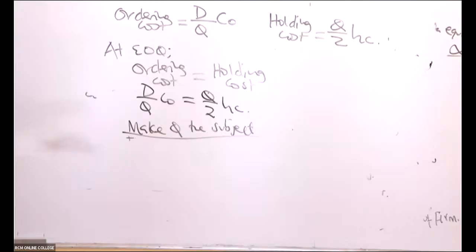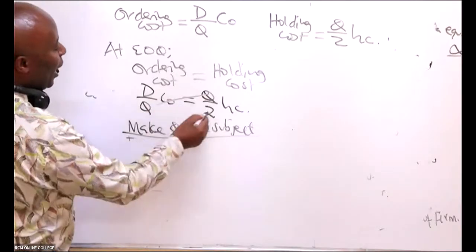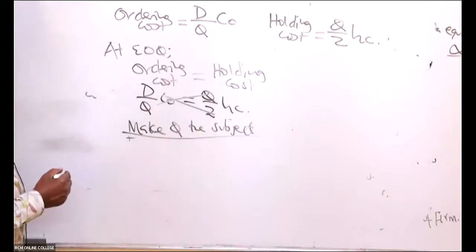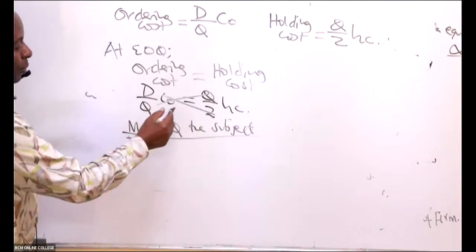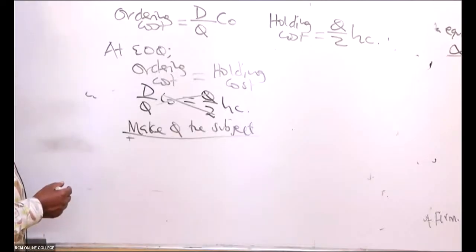Do your cross multiplication. So at economic order quantity, ordering cost equals holding cost. And then you can see the ordering cost formula being equal to holding cost. Now we are making something the subject of the formula. So abracadabra, let's cross multiply. So if you cross multiply, what are we able to see here?